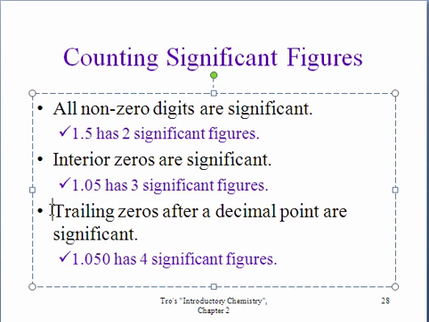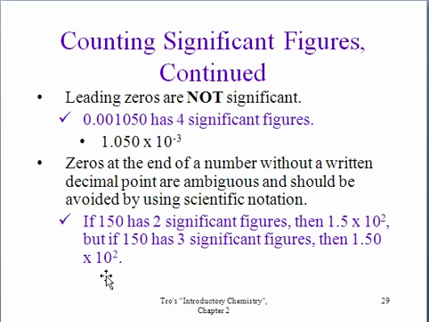And this is a sticking point for many students. Trailing zeros after a decimal point are significant. What is a trailing zero? It is a zero that comes after the last non-zero digit. So it is always zeros at the end of a number. So this zero counts because there's a decimal point.